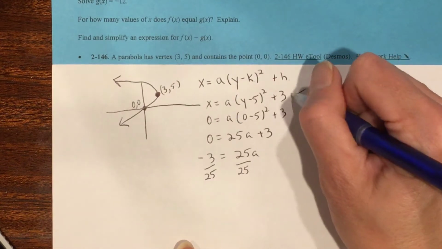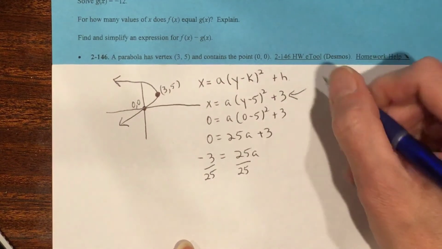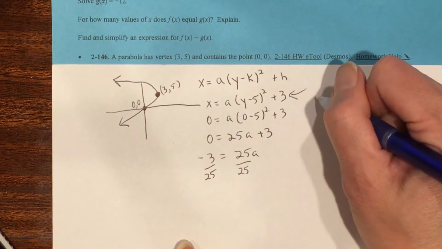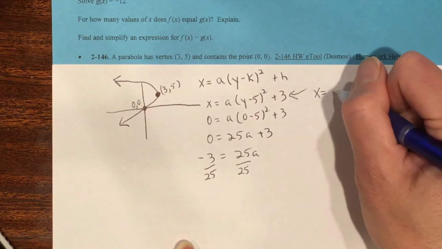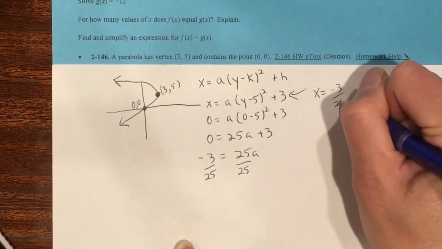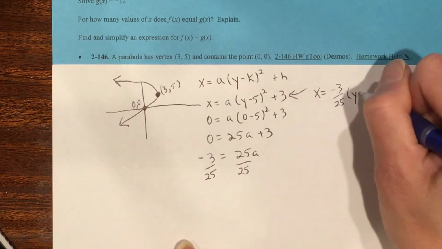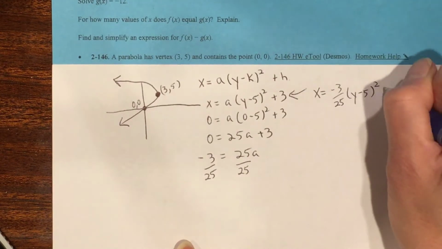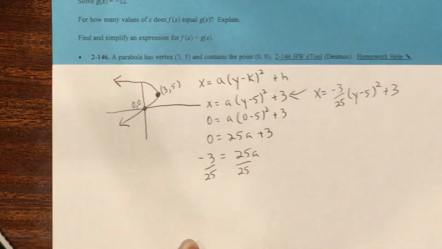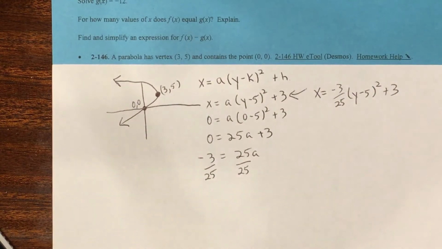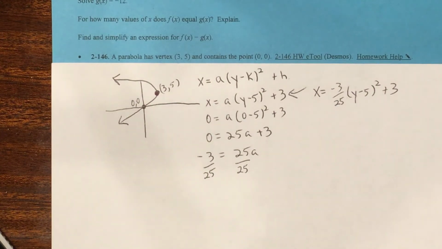Coming back up to this line right here, just like before, we'd fill in that a value. So x equals negative 3 over 25, y minus 5 quantity squared plus 3. So I would never test you on this. I just wanted you to see that, hey, it still works exactly the same way. We just have to switch x and y because we talked about the whole idea of we have the sleeping parabola, x and y are switched.